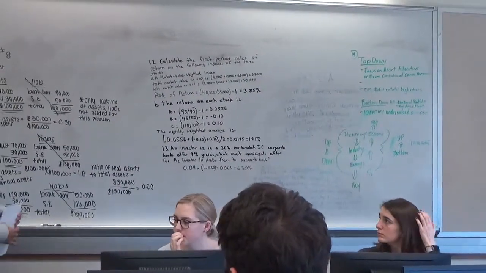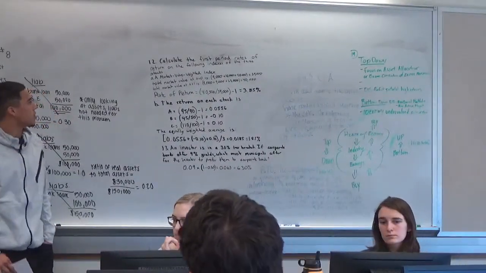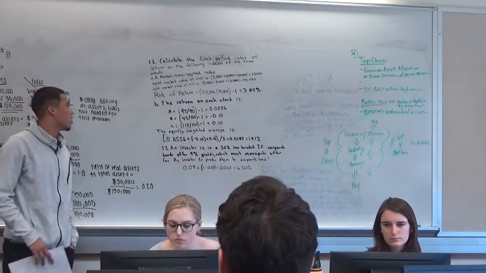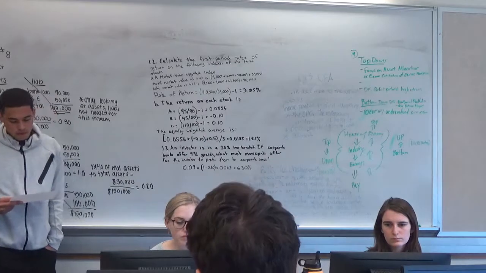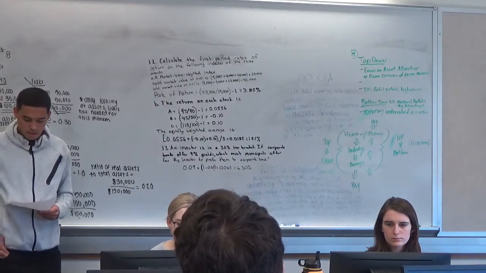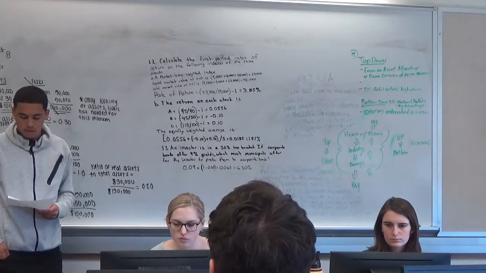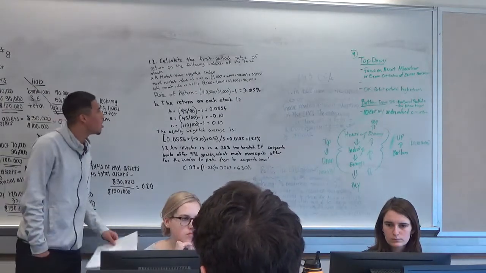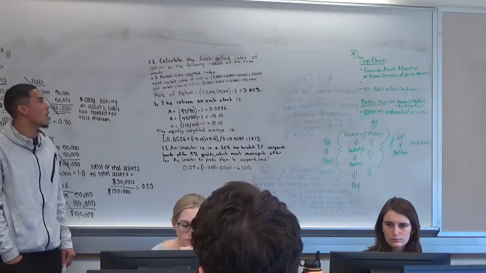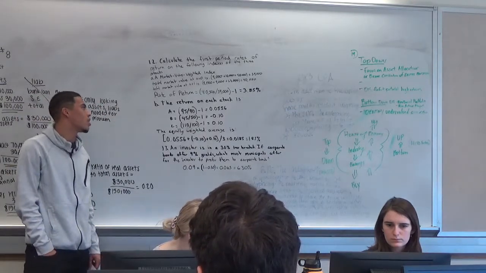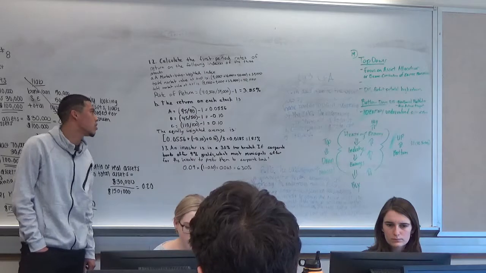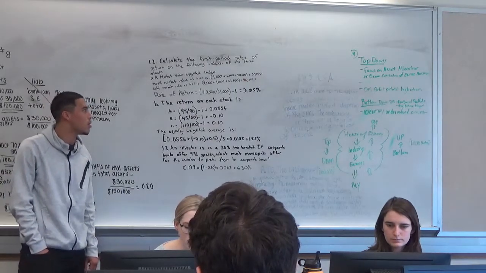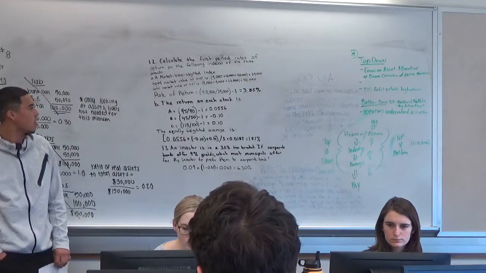Chapter 2, question 12. Calculate the first period rates of return on the following indexes of the stocks. A, market value weighted index. Total market value at T equals 0 is 9,000 plus 10,000 plus 20,000 equals 39,000. Total market value at T equals 1 is 9,500 plus 9,000 plus 22,000 equals 40,500. Rate of return equals 40,500 divided by 39,000 minus 1 equals 3.85%.